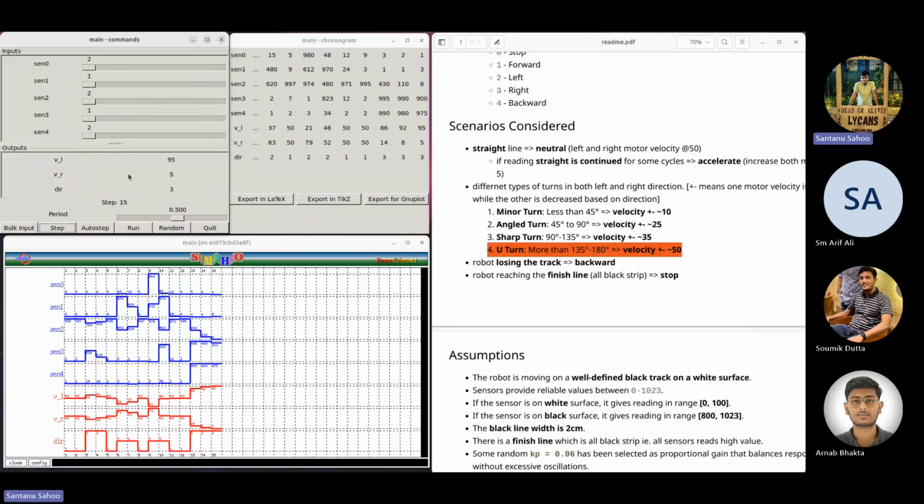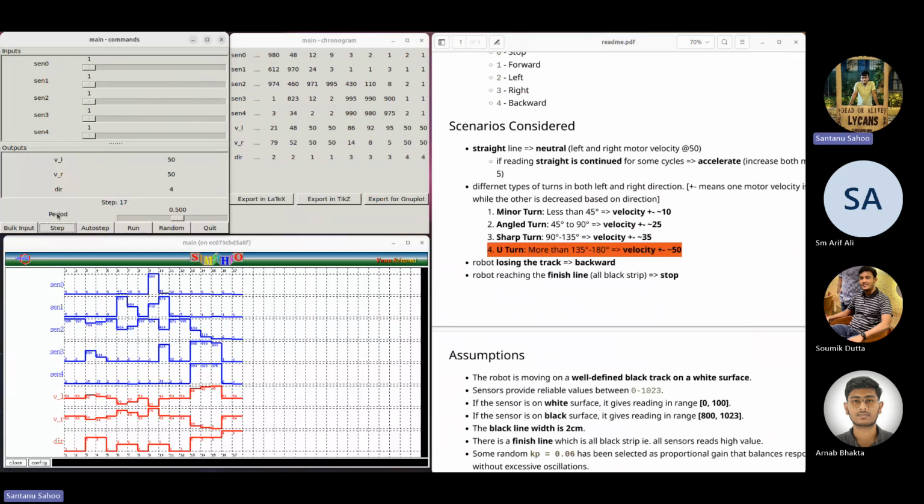And now all the values are low, that means we are on a white surface. All the sensors are on a white surface, which means we have lost the track. So in that case, we should go backwards, and direction should be 4. As you can see, direction is 4. Again, we are on a white surface, so we will go backwards. And now finally we have found the track back, so we will go straight.